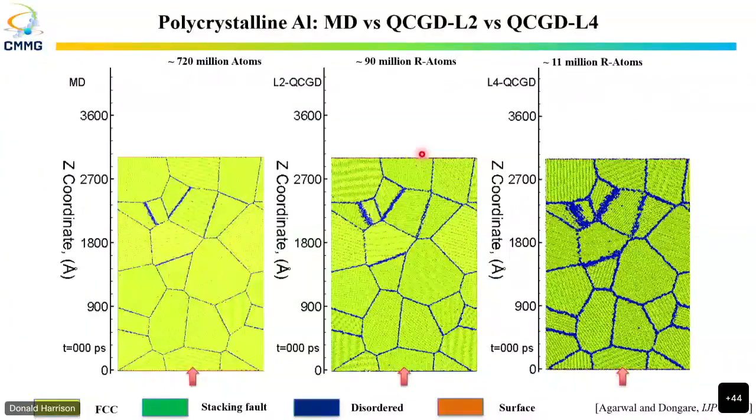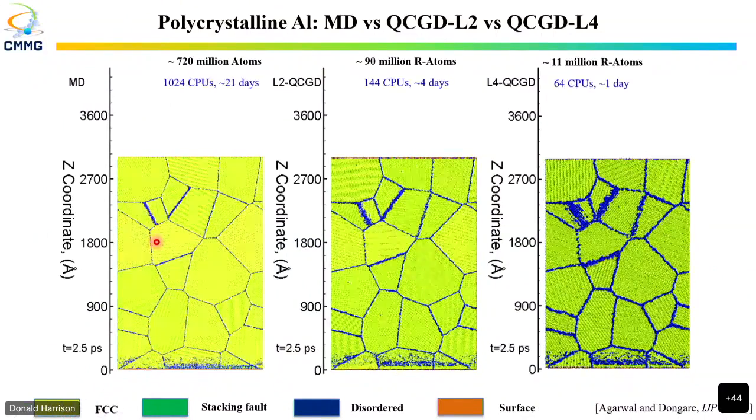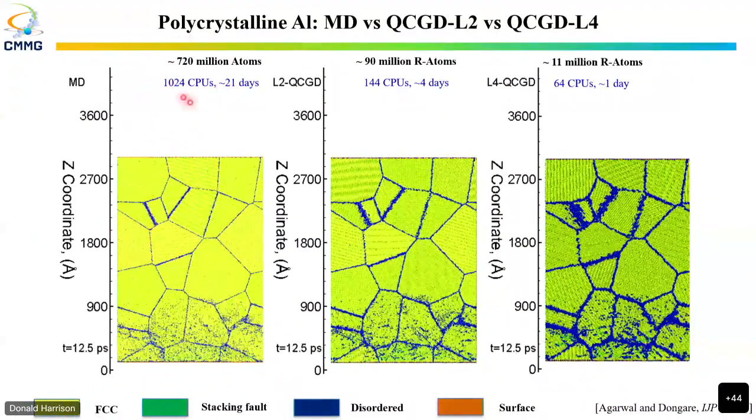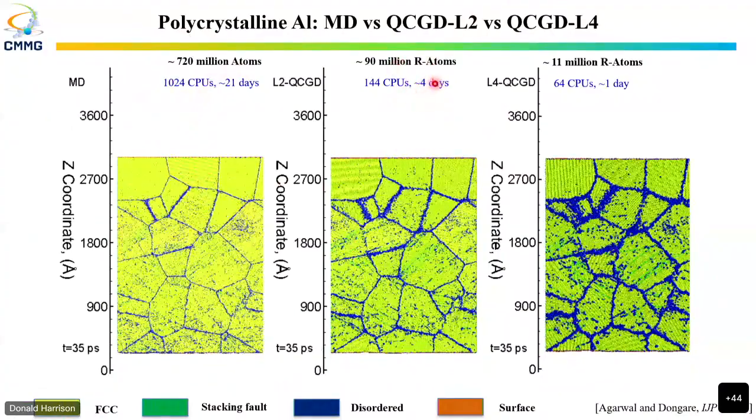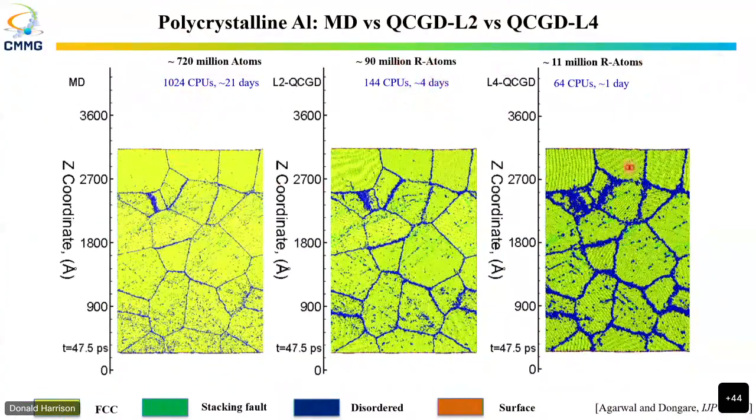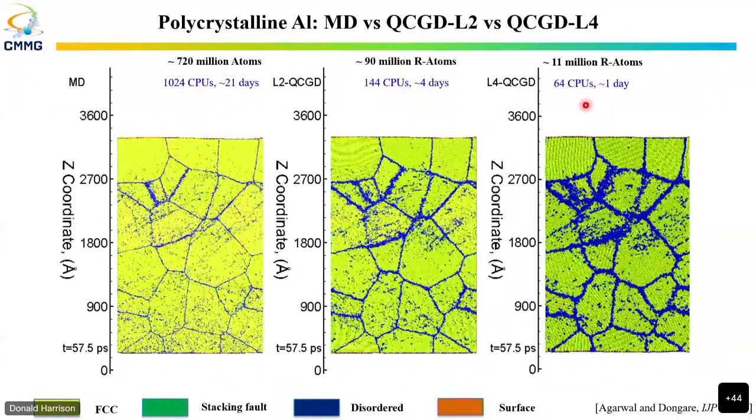The next one is a polycrystalline system, 720 million atoms. Same microstructure, same grain orientation, same dimensions. I have a shock wave that comes from the bottom end and has the same phenomena of spall failure. The one on the left just took 21 days to run. This is level 2 coarsening; it got done in 4 days. This level 4 coarsening got it done in 1 day.